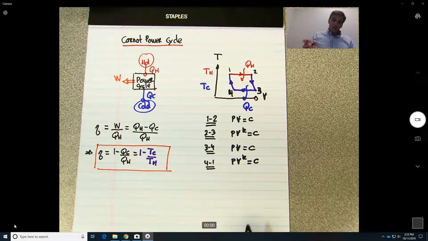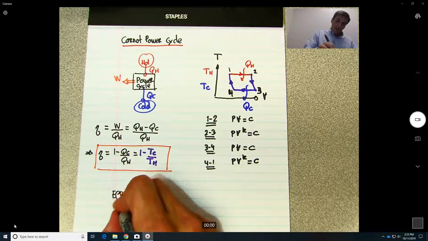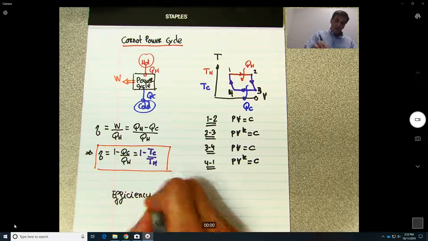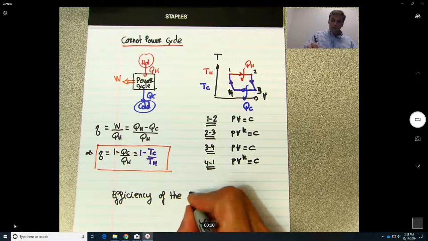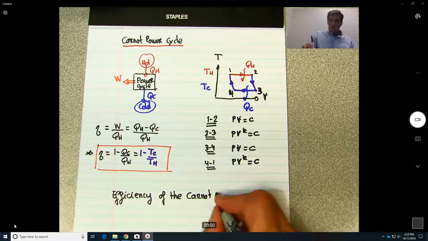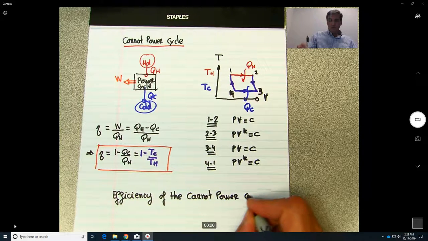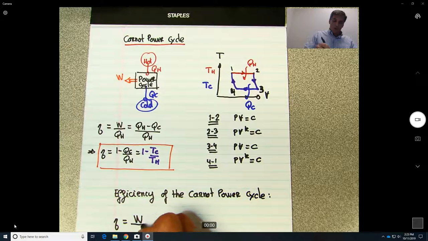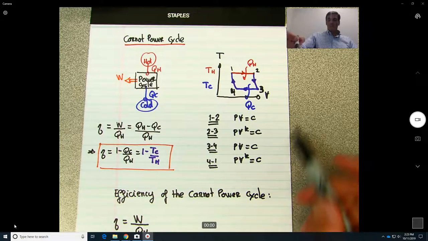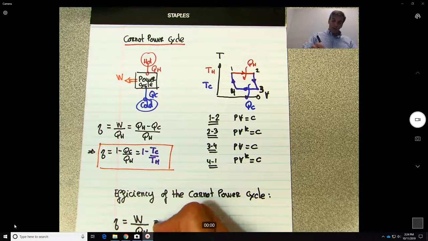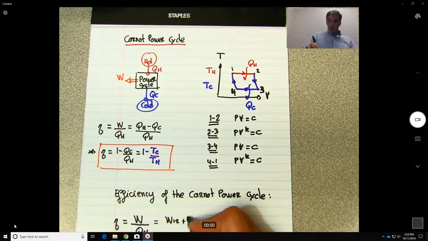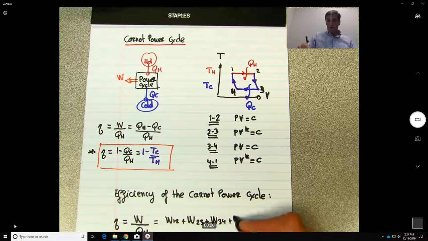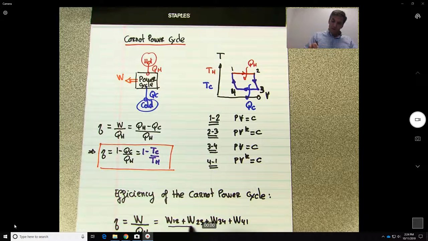All right. So the efficiency of the Carnot power cycle will be what? Work done during the cycle divided by Q hot. So basically, the work done during the whole cycle: the work done during 1, 2, plus the work done during 2, 3, plus the work done during 3, 4, plus the work done during 4, 1, divided by Q hot.